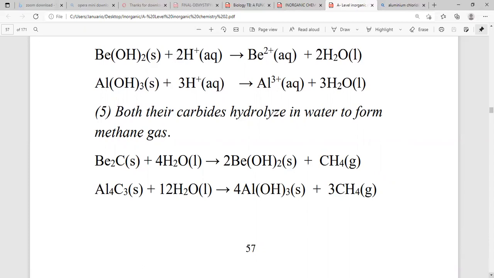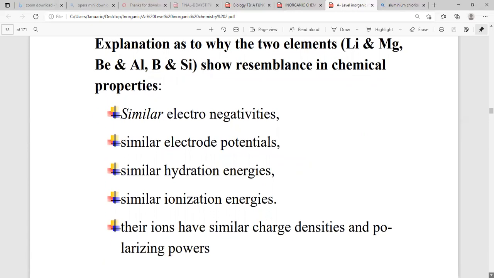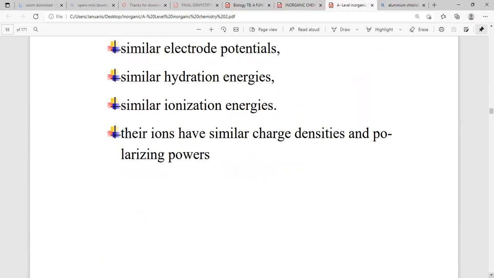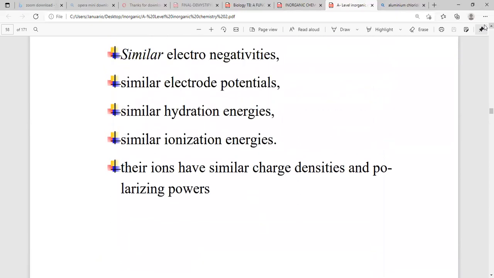That is the chemistry of beryllium and aluminium. That is the diagonal relationship of beryllium and aluminium. As to why lithium and magnesium show resemblance in chemical properties, they possess similar electrode potentials, similar hydration energies, similar ionization energies, and their ions have similar charge densities and polarizing powers. That is the lesson for today.